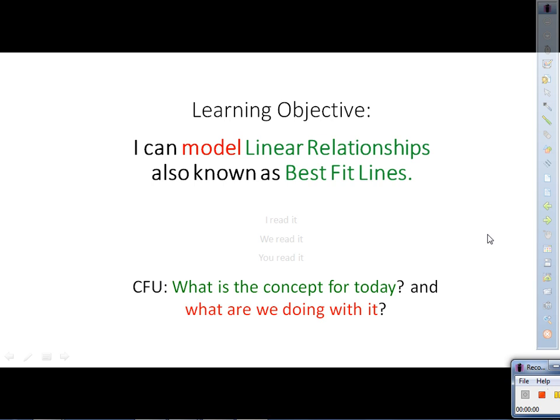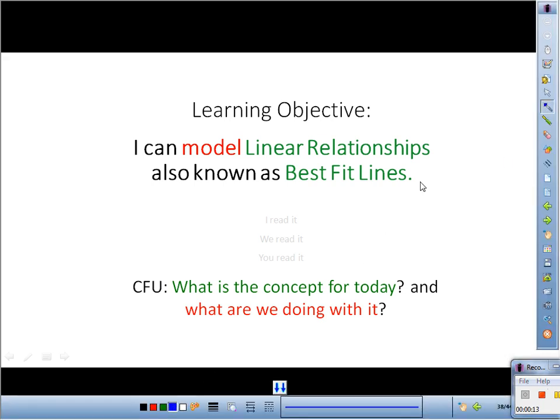Here we go. Our objective for today: I can model linear relationships, also known as best fit lines. Let's read together. 1, 2, 3. I can model linear relationships, also known as best fit lines. So our main concepts for today are linear relationships and best fit lines. Write that inside your Frayer model.